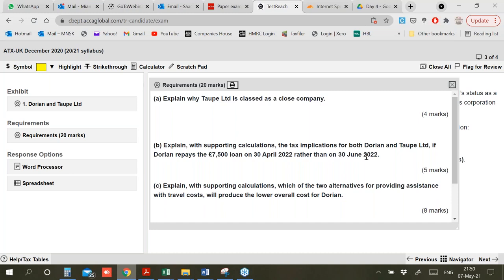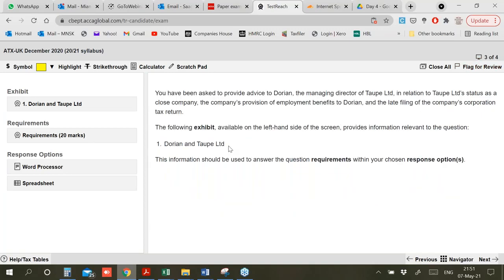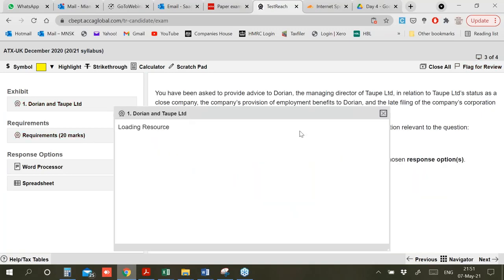Explain with supporting calculations which of the two alternatives for providing assistance with travel cost will provide the lower overall cost for Dorian. Again, we have to tell which out of the two alternatives will result in lower cost. So let's read the question now.